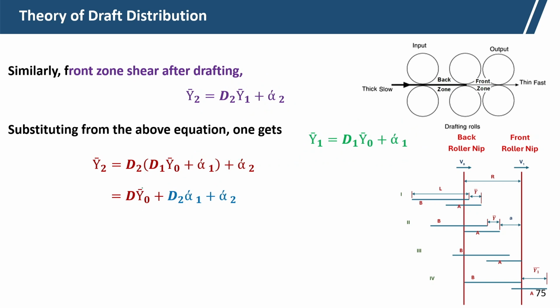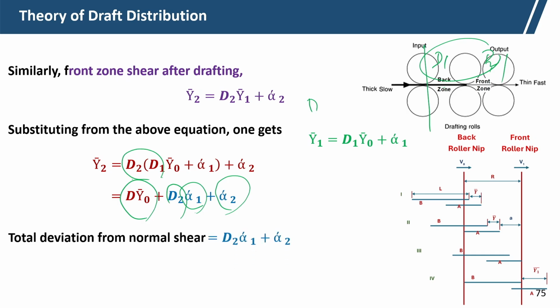So, d1 d2, what is d1 d2? If we multiply d1 d2, it will be the total draft in this system. So, the total draft is multiplied by y0 bar plus d2, which is the front zone draft, into the deviation at the back zone and the deviation here. So, ultimately what we get is the total deviation of normal shear.